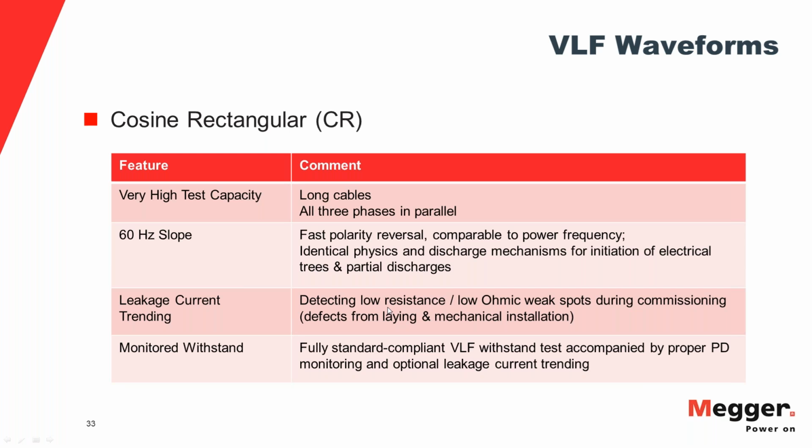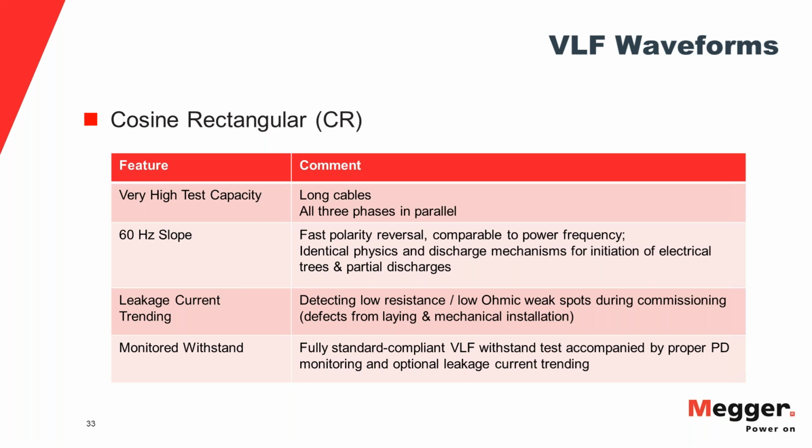Just a few benefits, these test sets initially came with a very high test capacity from the beginning, and also the most powerful VLF test sets that you can purchase. For instance, a test set with 25 microfarads at 0.1 hertz at 60 kV RMS. That has to be a cosine rectangular test set, because such power, we're talking something like 8 kVA apparent power, input power, it's not technically feasible with sinusoidal.